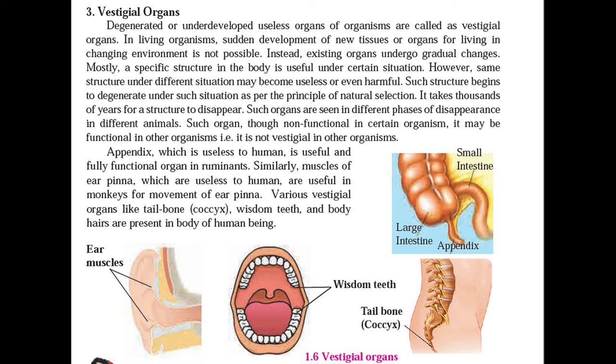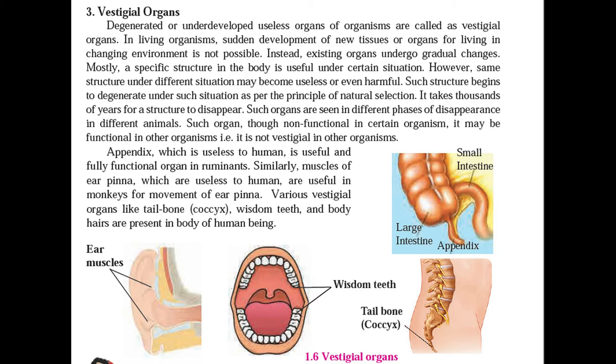Such organs, though non-functional in a certain organism, may be functional in other organisms. That is, it is not vestigial in other animals. The appendix, which is useless to humans, is useful and fully functional in ruminants. Similarly, muscles of the ear pinna, which are not useful to us, are useful in monkeys, and they use them to move the ear pinna. Various vestigial organs like the tailbone, which is called the coccyx, wisdom tooth, and body hair are present in the body of human beings, but their use is not relevant. They are not useful for us.